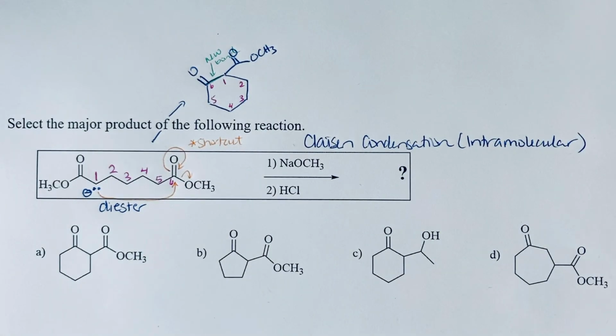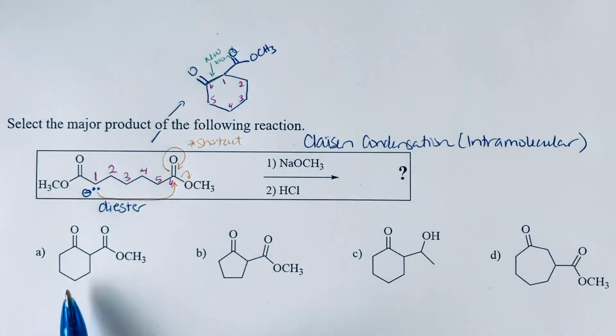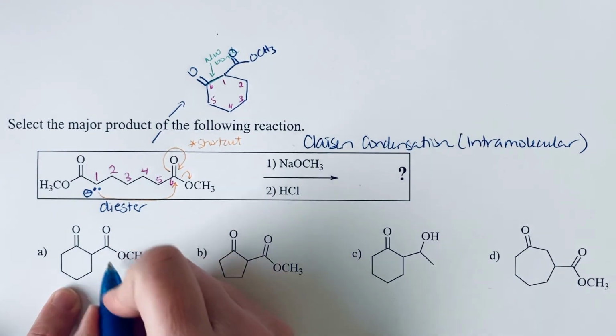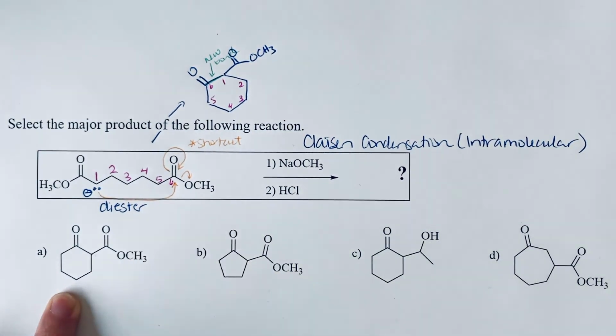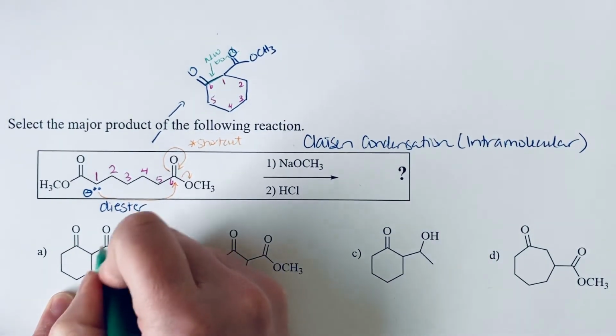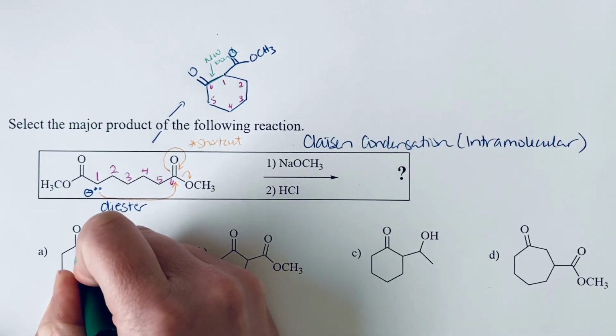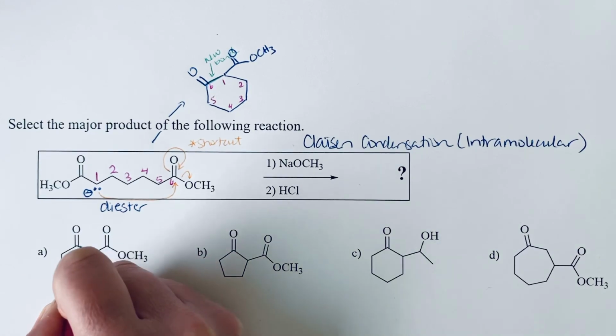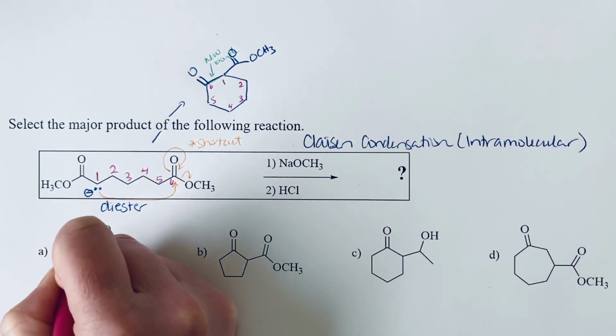So we've got an idea of what we're looking for. We're looking for a 6-membered ring with a ketone and an ester, so it looks like A. And let's go ahead and put the numbers on here just to be sure. So here the new bond is between the alpha carbon of the ester and the ketone. So that's our new bond. So that means that this was carbon 1, 2, 3, 4, 5, and 6.